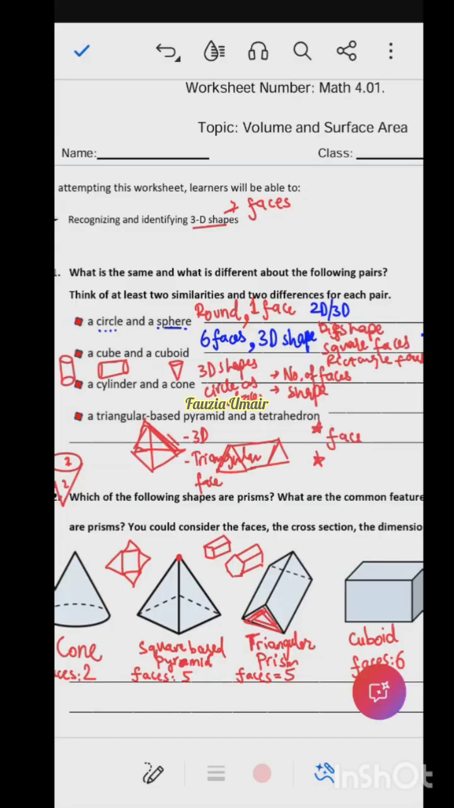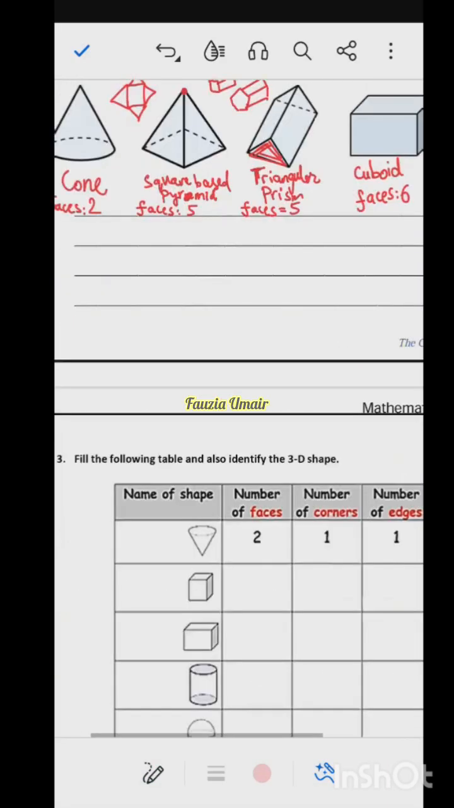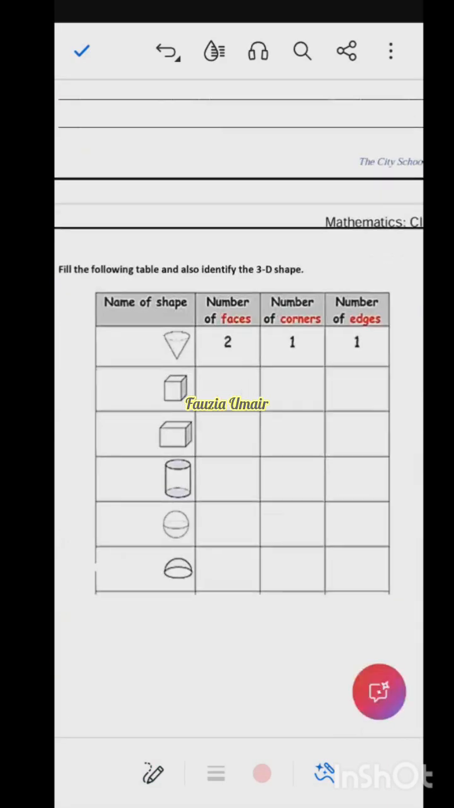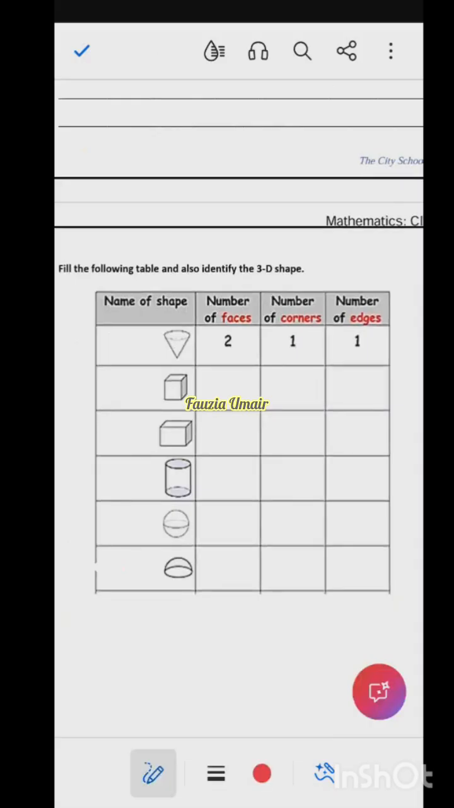This is just for the overview of the shapes. All right, now this is important. So can you see the screen, beta? Yes. So there is a name of the shape, number of faces we need to tell, number of corners, and then number of edges. What is an edge? The point. Ma'am, where the two lines join.